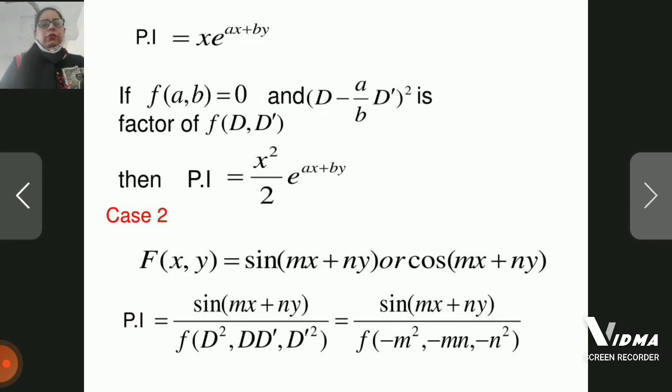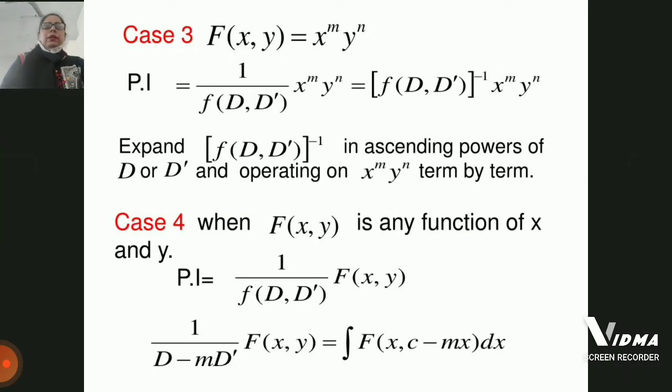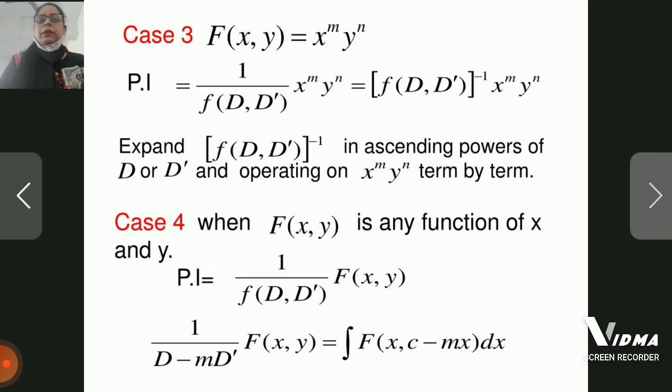Okay, then case 3. Whenever f(x,y) is in the form of x raised to the power m and y raised to the power n, then the particular integral is given by 1 upon f(D,D') of x^m y^n, and it would be equal to [f(D,D')]^(-1) of x^m y^n. Then we have to expand [f(D,D')]^(-1) in ascending powers of D or D' and operate on x^m y^n term by term. So this is the 3rd case.